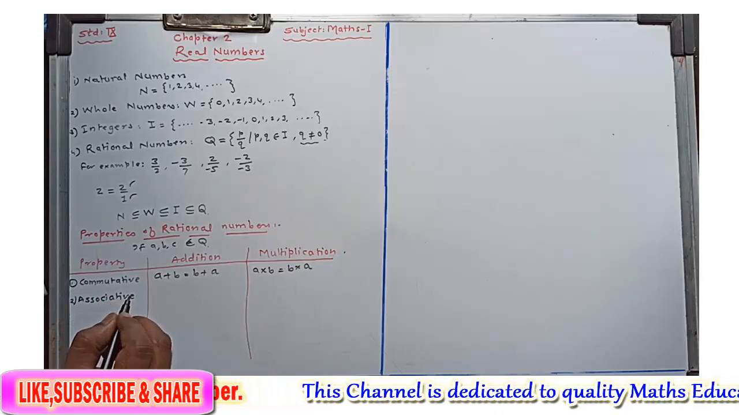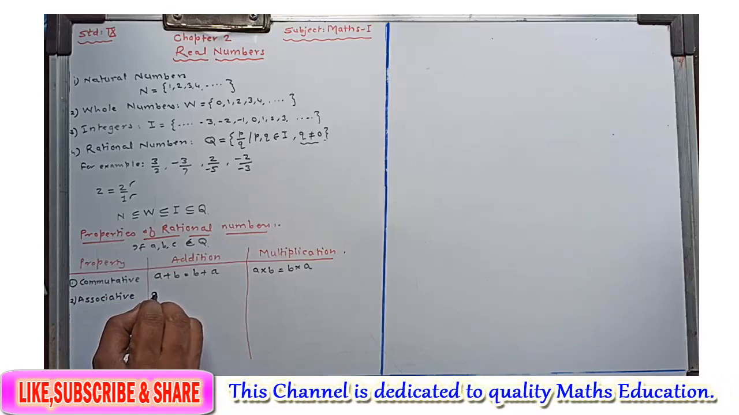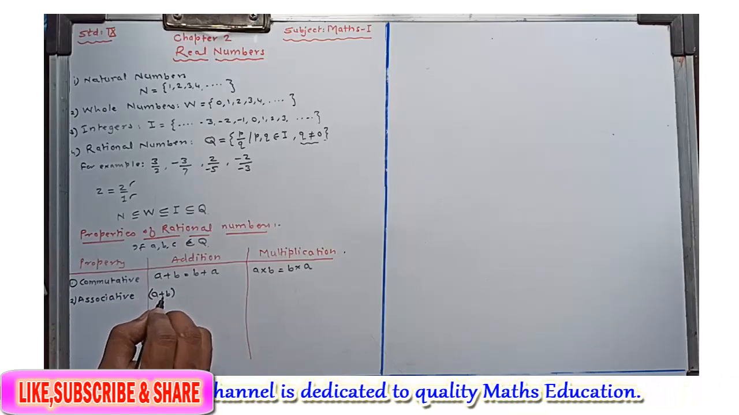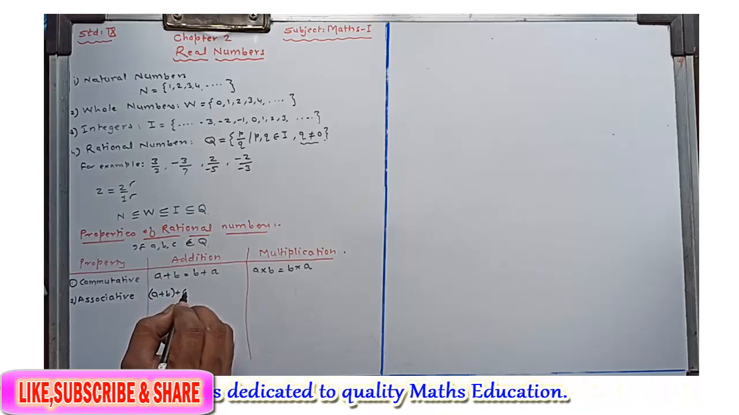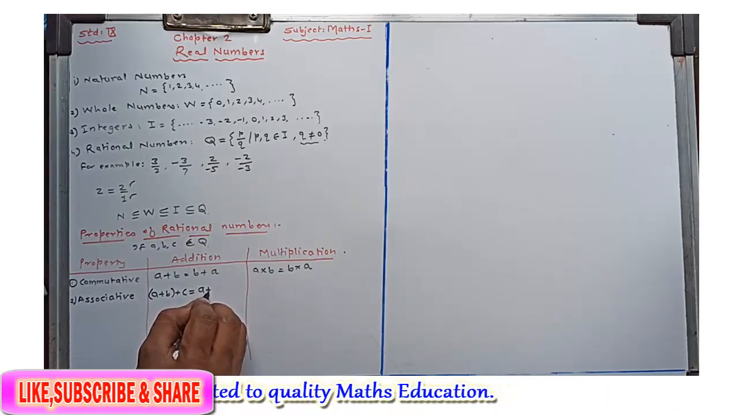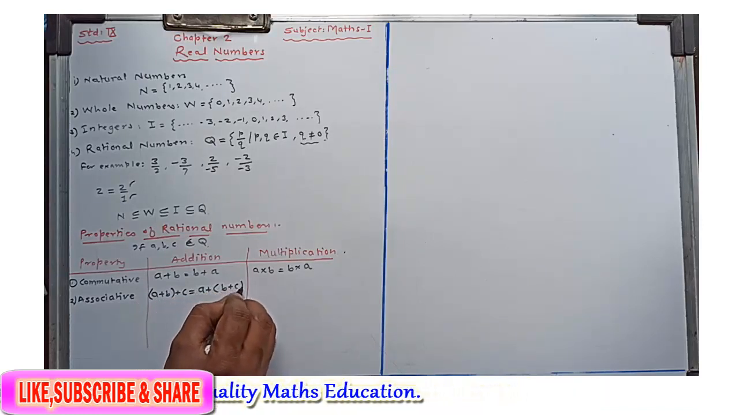Associative. The associative property is: a plus b, just add a plus b and add c to that addition, that is equal to a plus bracket b plus c.